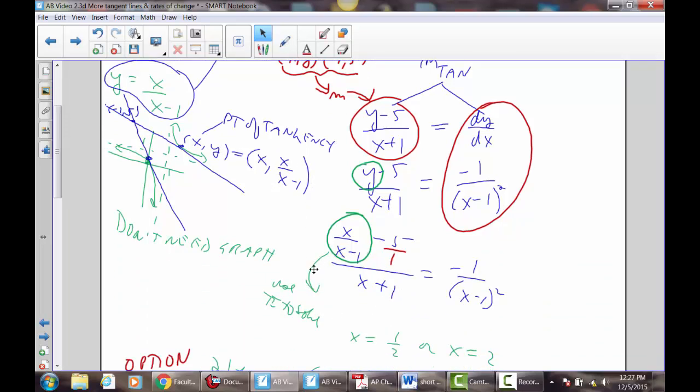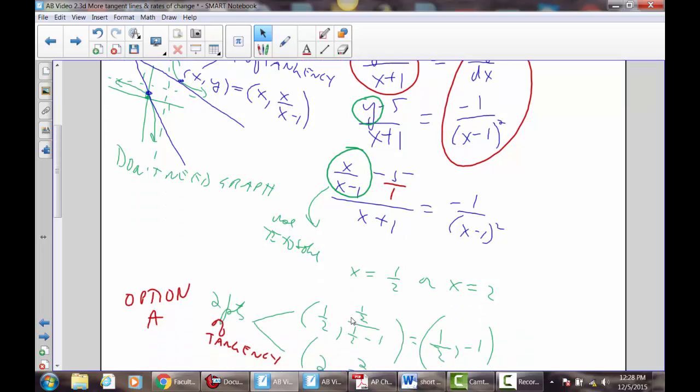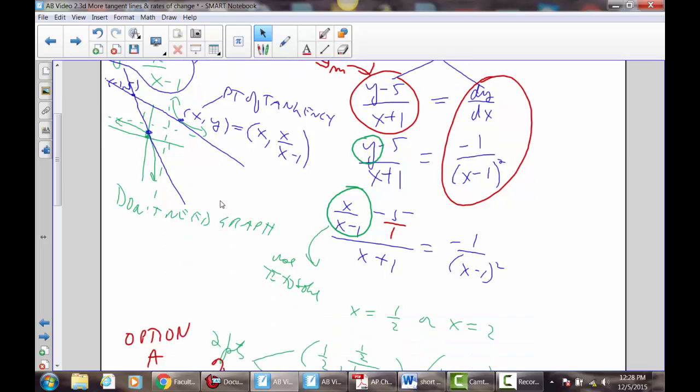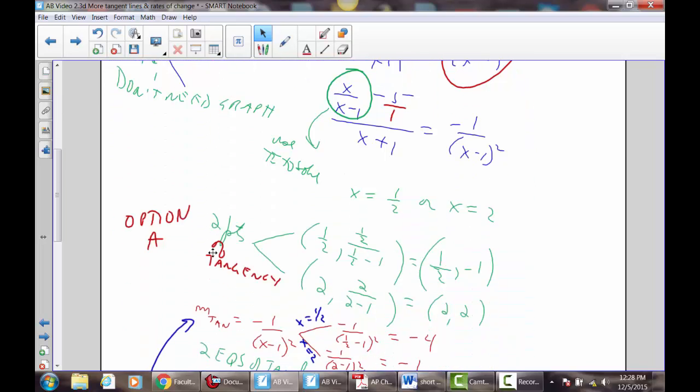And then at this point in time, feel free to use your calculator to solve the equation. It's doable by hand. It would just take a long time. So you get that x equals a half or x equals 2. What you've just found out is where these 2 points of tangency are. This is the one where x equals 2. This is the one where x equals a half. You then plug those x coordinates into the original function, and you will get these 2 points.